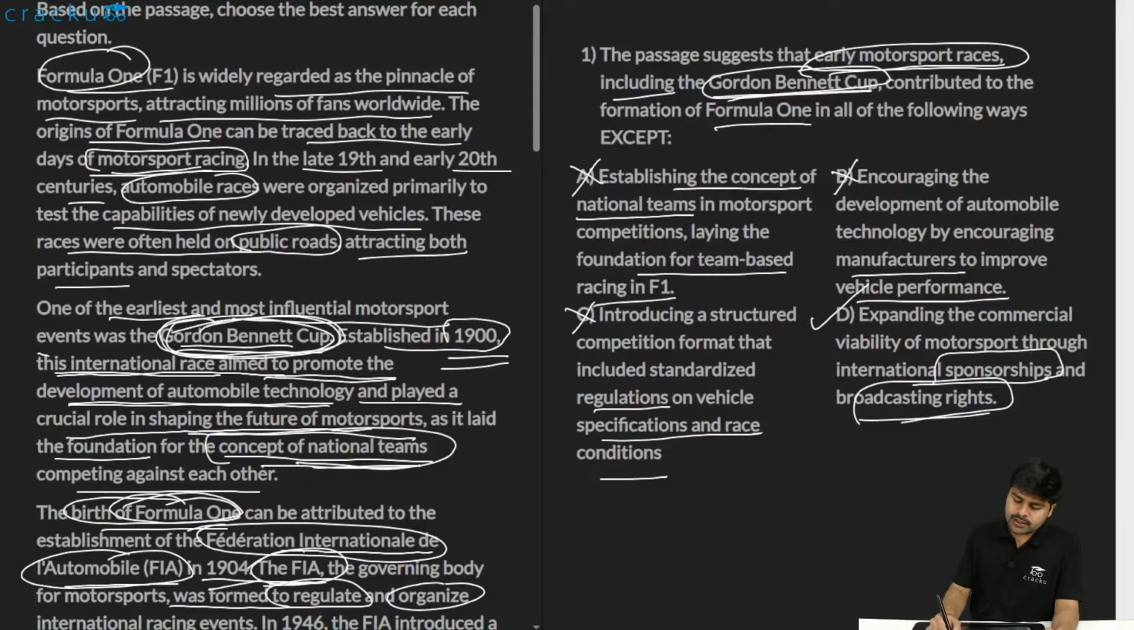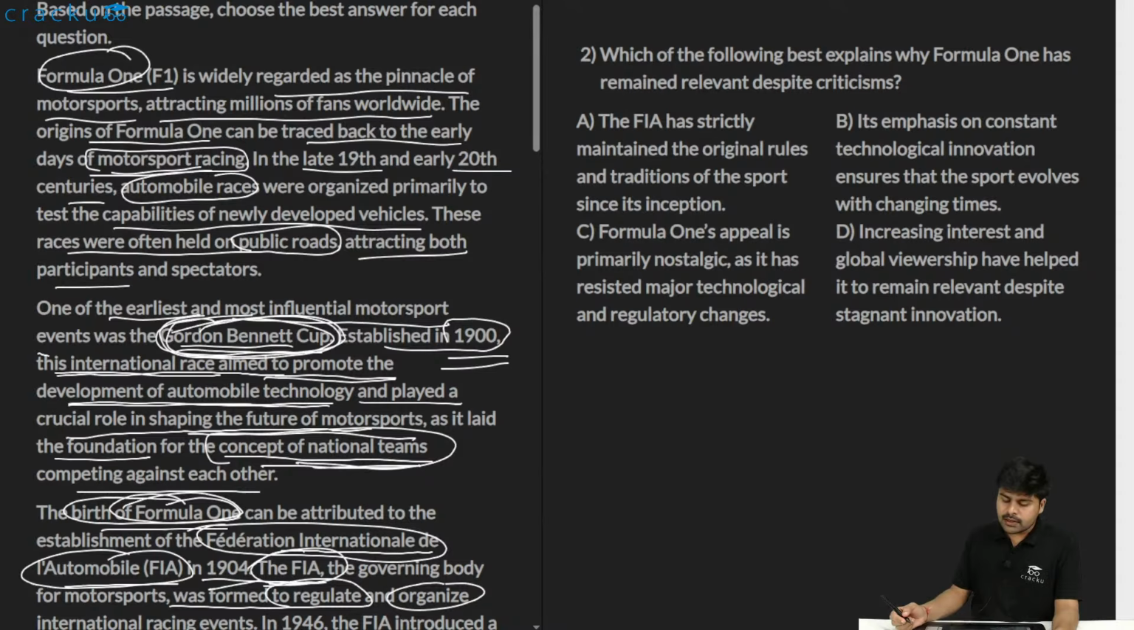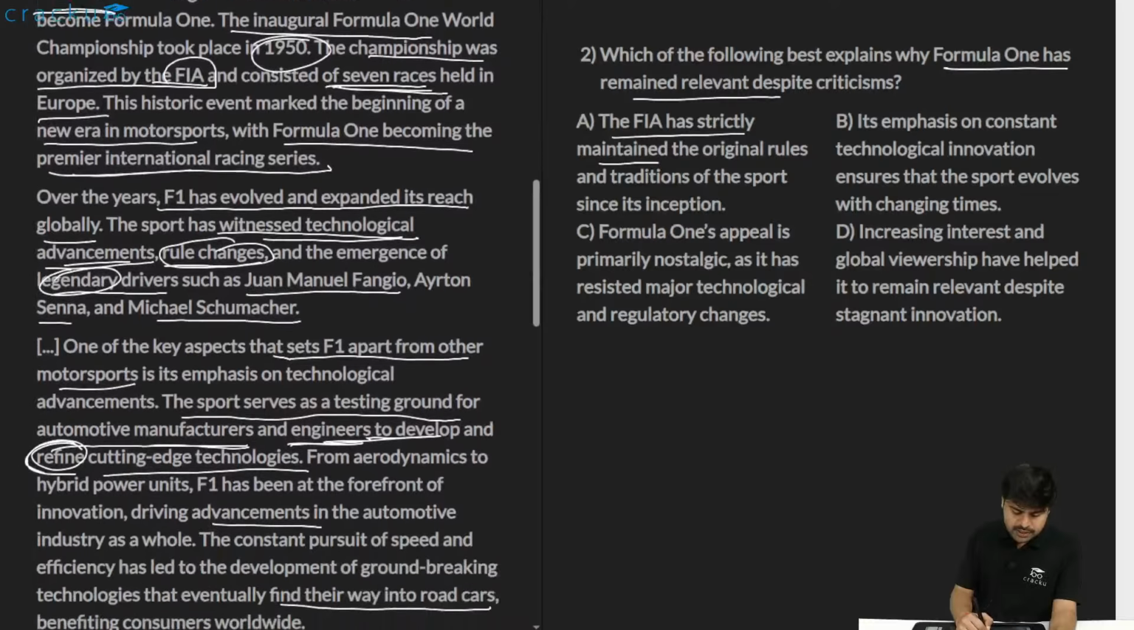Let's look at the second question. The second question says, which of the following best explains why Formula One has remained relevant despite criticisms? So there have been many criticisms of Formula One, but despite all of that, it is still relevant today. It is still popular today. Why is that? Option A: the FIA has strictly maintained the original rules and traditions of the sport since its inception. Well, that might have been the case for why F1 stayed so long, but we need to remember that the rules have changed. The passage clearly states that the rules have significantly changed.